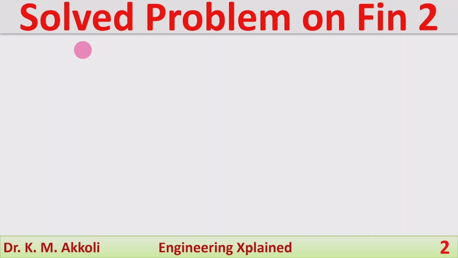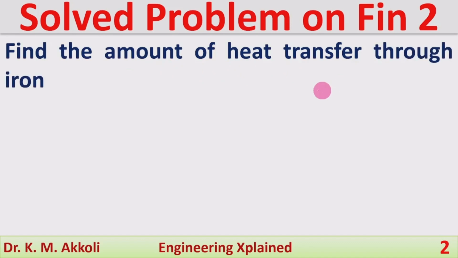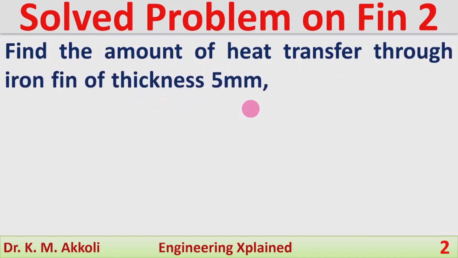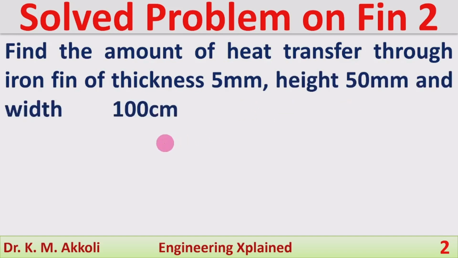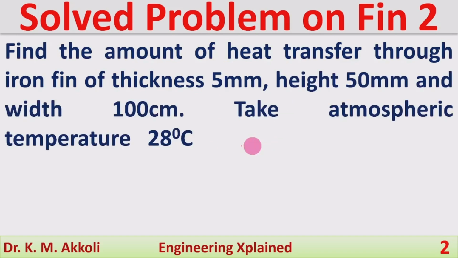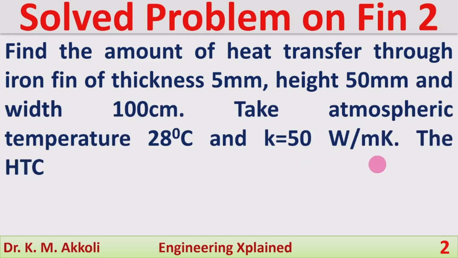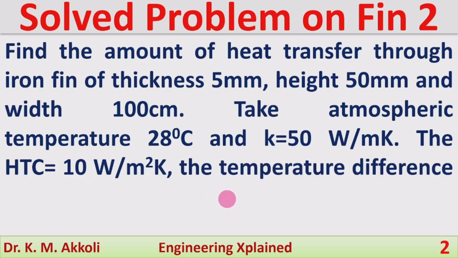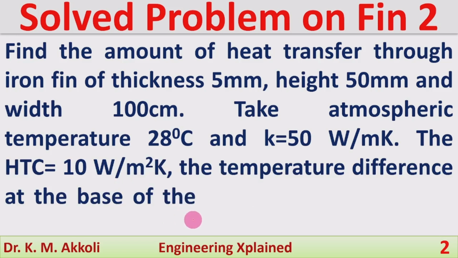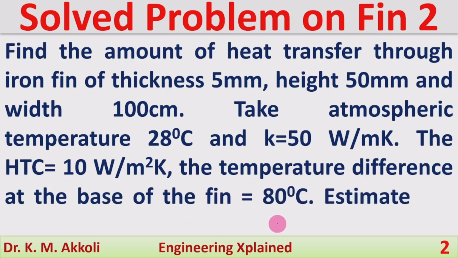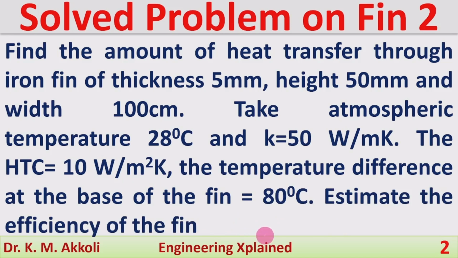In this session, I am going to discuss the solution of one of the numericals on the pin. The numerical is: find the amount of heat transfer through an iron pin of thickness 5 mm, height 50 mm and width 100 cm. Take atmospheric temperature 28 degrees Celsius and K equal to 50 watt per meter Kelvin. The heat transfer coefficient HTC is 10 watt per meter square Kelvin. The temperature difference at the base of the pin is equal to 80 degrees Celsius. Estimate the efficiency of the pin.